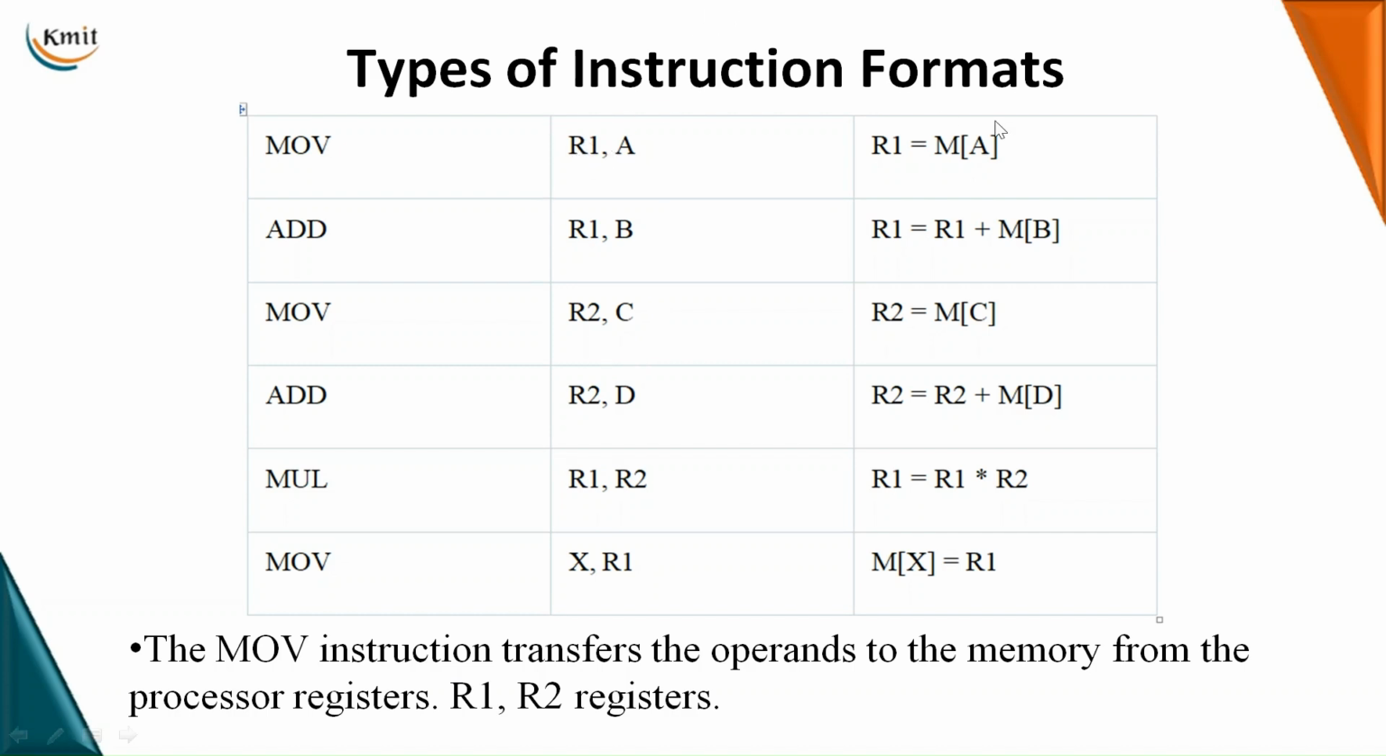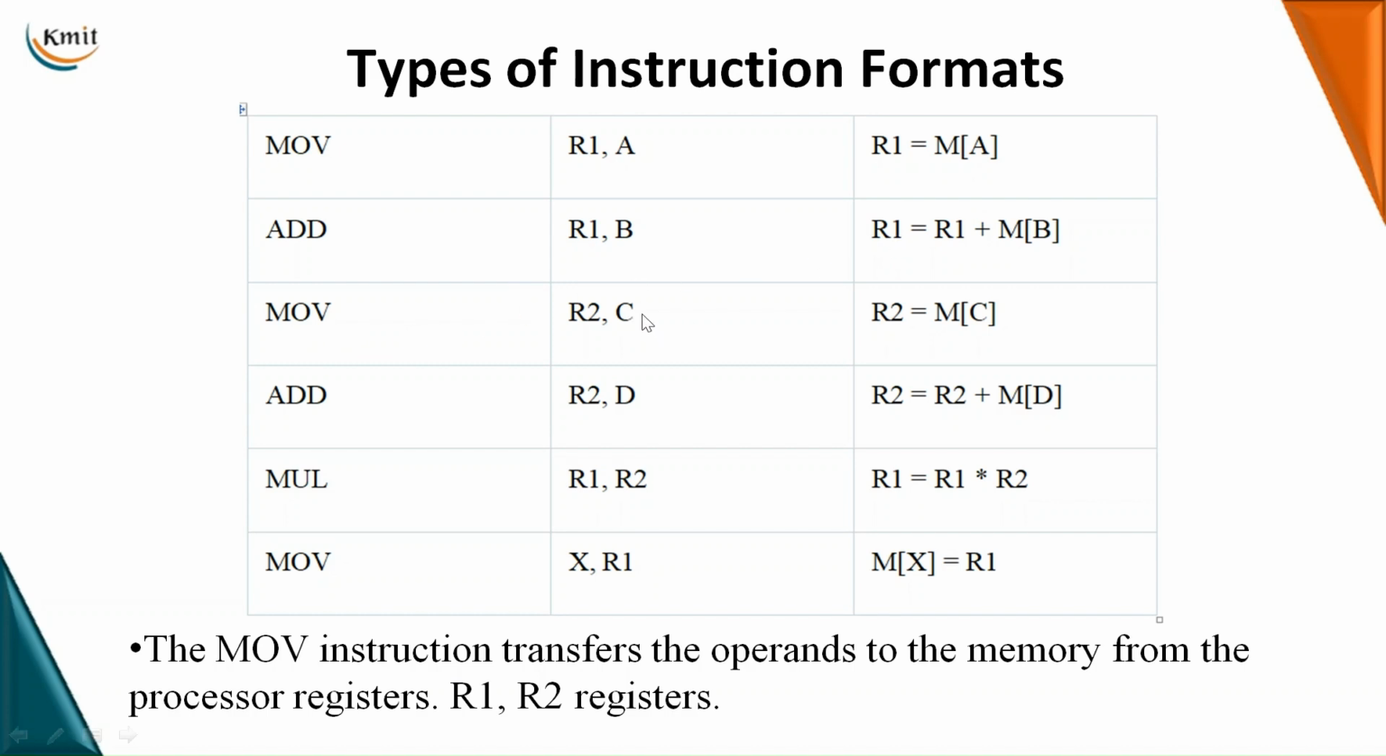General purpose registers. So A is first copied into register R1, moved using a move instruction. Move R1 comma A transfers the operand A from the memory location into the register. Next, add R1 comma B, which means the contents of register R1 are added with the contents stored at memory location M of B. Now again we are moving and the result is stored again into the R1 register.